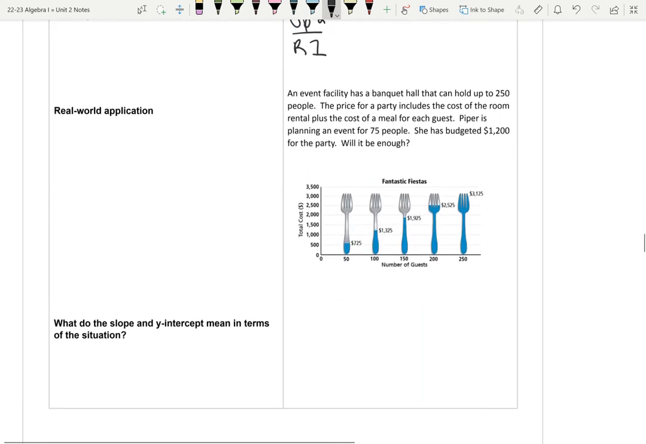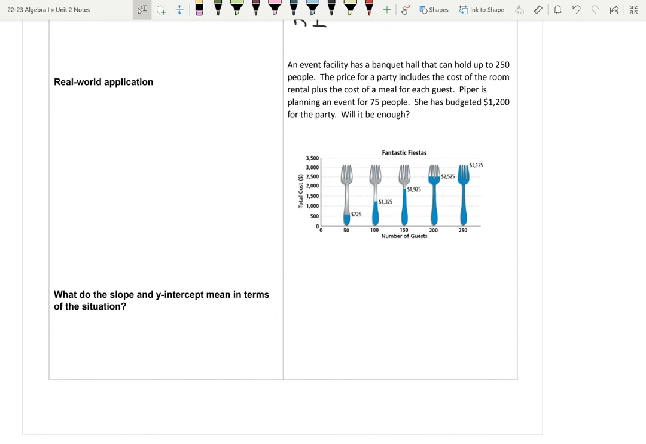Okay, now we have a real-world application problem. So on this one, an event facility has a banquet hall and it can hold 250 people. And that price includes the cost of the room rental and then a meal for each guest. Piper is planning an event for 75 people and she has budgeted 1,200. So will it be enough?